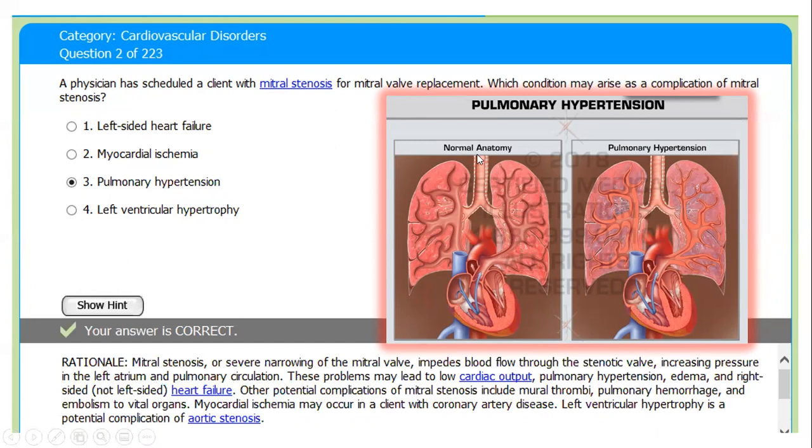So here we can see normal anatomy of the heart and lungs. Heart and lungs are connected, right? Blood gets inside the right atria, then right ventricles. From right ventricles, blood is supposed to go to the lungs, where it would be oxygenated. Oxygenated blood comes back to the left atria, from left atria to left ventricle. From left ventricle, blood is supposed to go to the arch of aorta and be distributed all over the body.